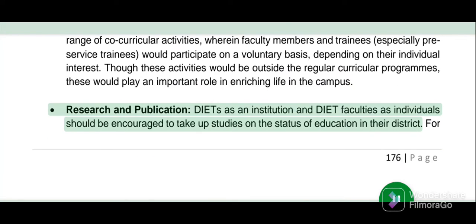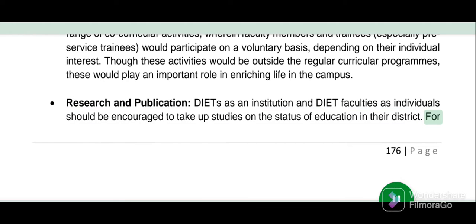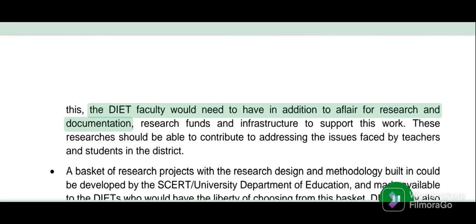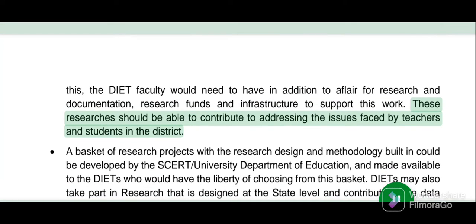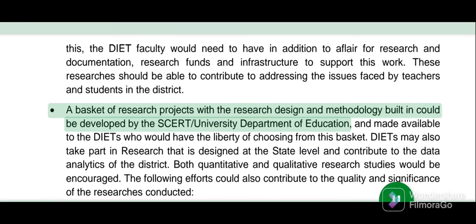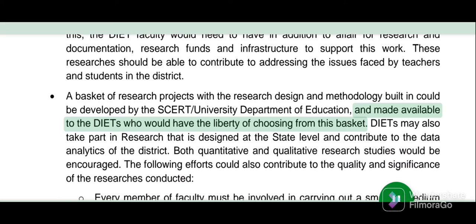Research and publication. DIETs as an institution and DIET faculties as individuals should be encouraged to take up studies on the status of education in their district. For this, the DIET faculty would need to have, in addition to a flair for research and documentation, research funds and infrastructure to support this work. These researches should be able to contribute to addressing the issues faced by teachers and students in the district. A basket of research projects with the research design and methodology built in could be developed by the SCERT, University Department of Education and made available to the DIETs, who would have the liberty of choosing from this basket.